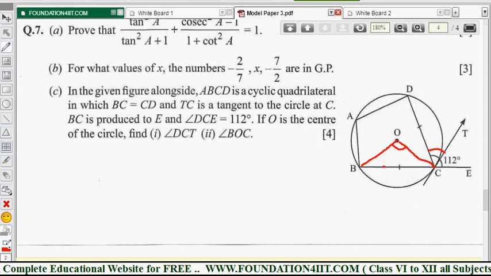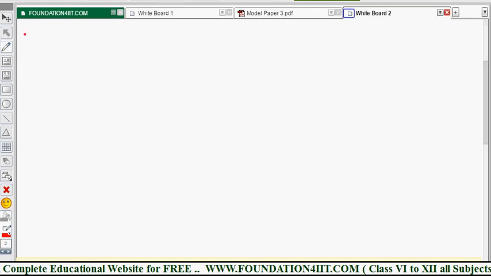Now let's take the problem and solve. So let me draw the diagram for understanding clearly. Let's take the circle.